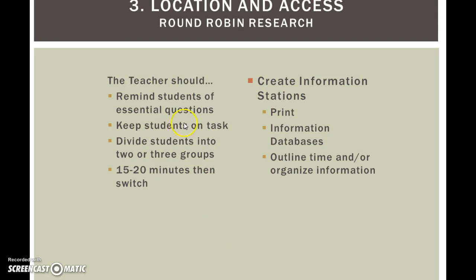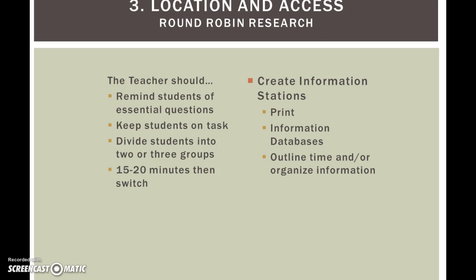First of all, remind students of the essential questions. What are they trying to find out? Keep the students on task. It might be best doing a round robin by dividing students into 2 or 3 groups and giving them 15 to 20 minutes at an information station. For example, you might have half of your class looking at print resources while the other half is looking at information databases or the internet, and then you can switch.